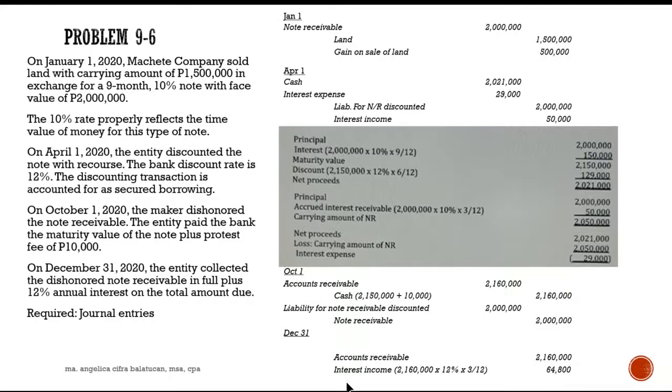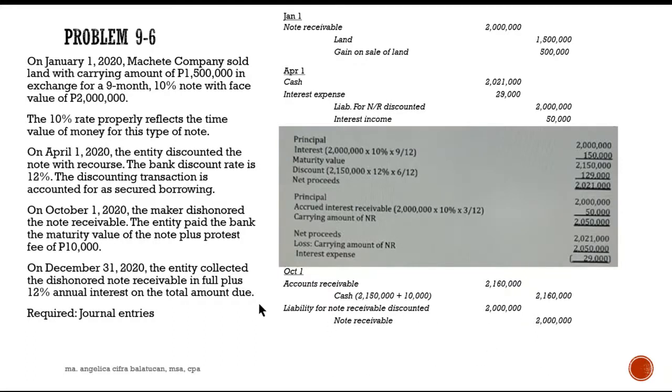Then we will recognize interest income. So since the problem states that the interest nga 12% is based on the total amount due, which is the total accounts receivable, so 2,160,000 times 12% times 3 months. So again, October, November, December, 3 over 12, so 64,800. So the total collection is 2,224,800.